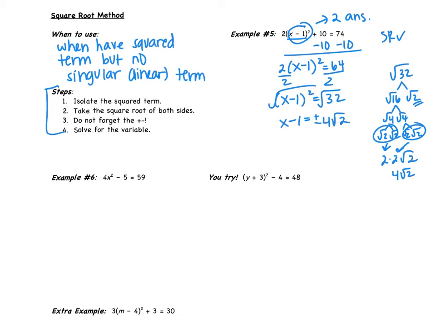Now get x alone. If I add 1, I get 1 plus or minus 4 root 2. Those are not like terms, so please do not combine them. So that's it. You're done. That's the square root method. We're going to do one more example together, and then you all will try one on your own.